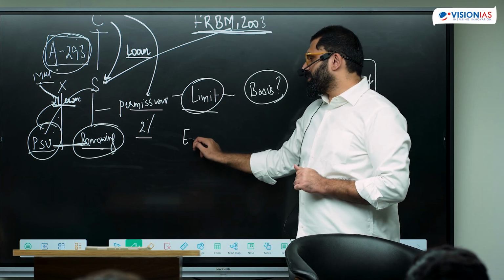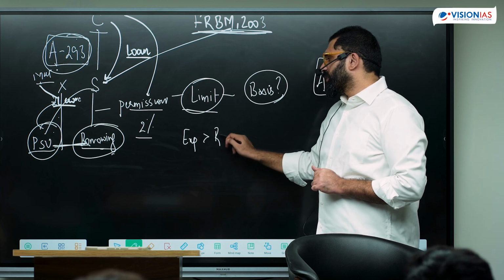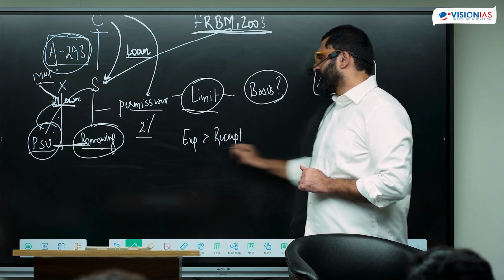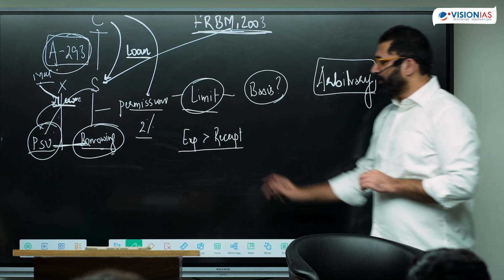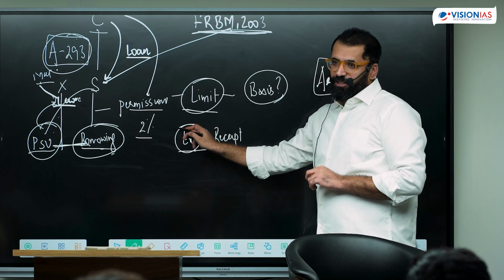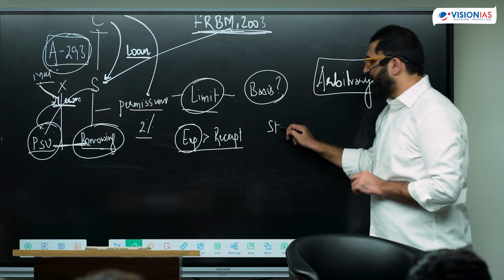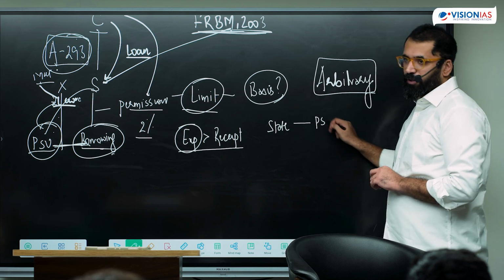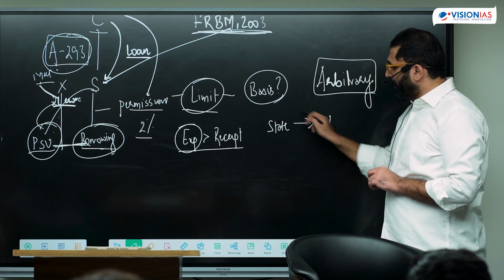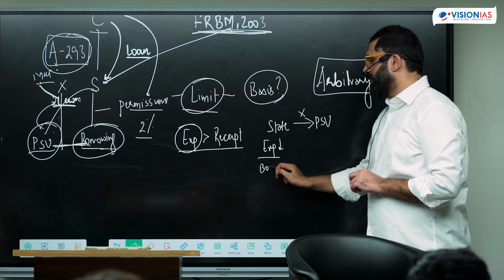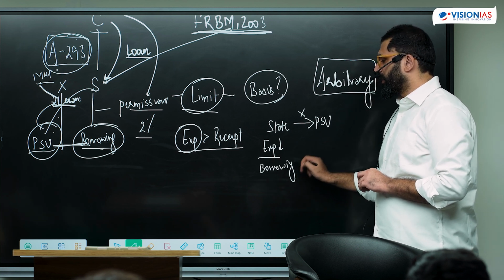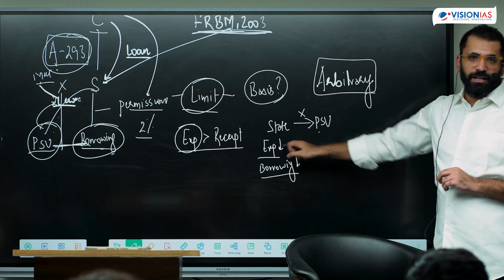When its expenditure is more than the receipt, borrowing is collected, right? Now, what does the state do here? It controlled its expenditure. The state government had to pay certain money to its PSU. It did not pay this money and therefore reduced its expenditure and therefore reduced its borrowing. But the PSU needed this money.